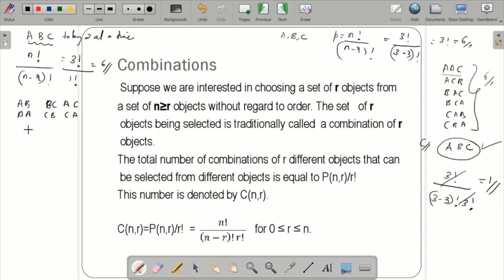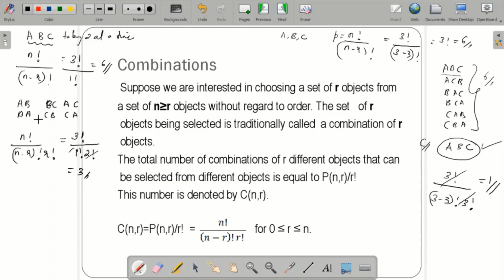Now let us see the combination taking 2 at a time. Let us apply the formula: n factorial divided by (n minus r) factorial times r factorial. The combination formula is the permutation of n comma r divided by r factorial. Here n is 3 and r is 2, because out of these 3 I am selecting 2 at a time. So it is 3 factorial divided by (3 minus 2) factorial, which is 1 factorial, times r factorial, which is 2 factorial. The answer is 3, since the 2 factorial gets cancelled.